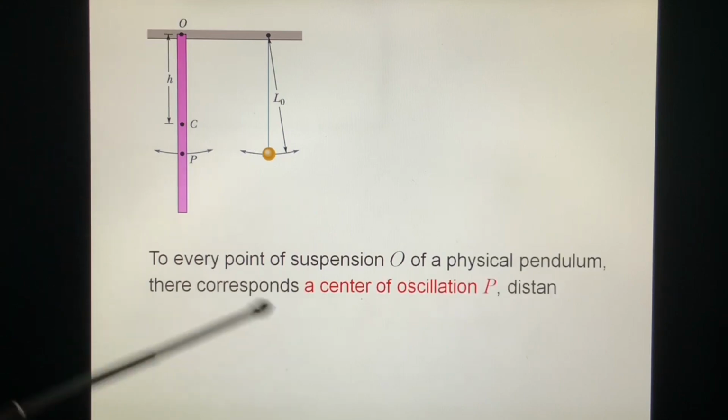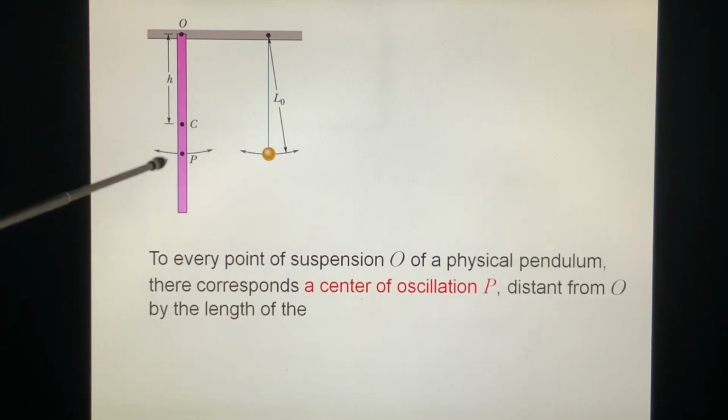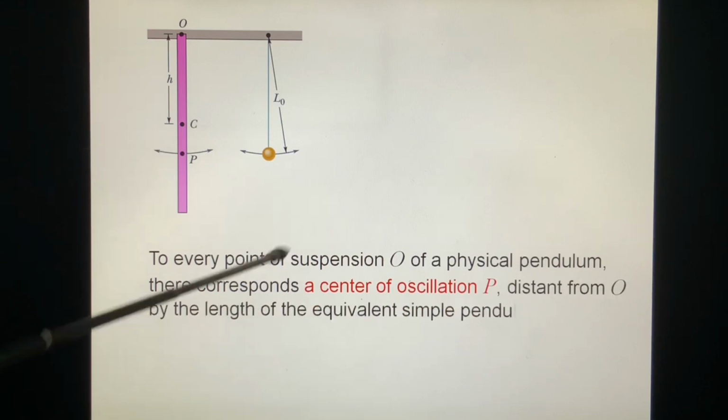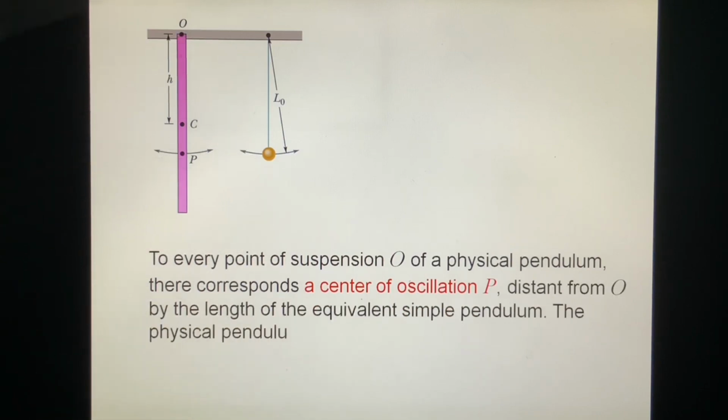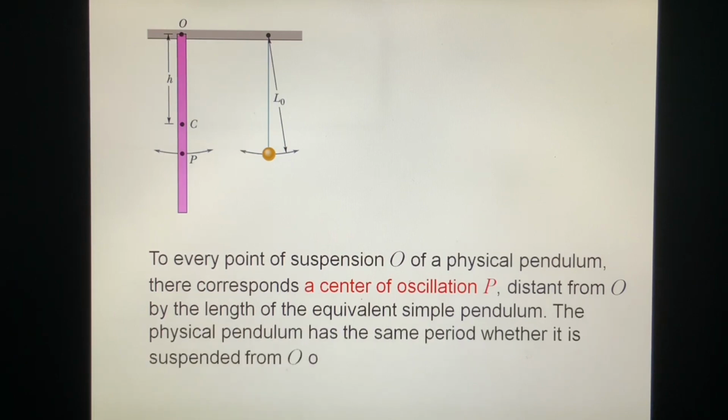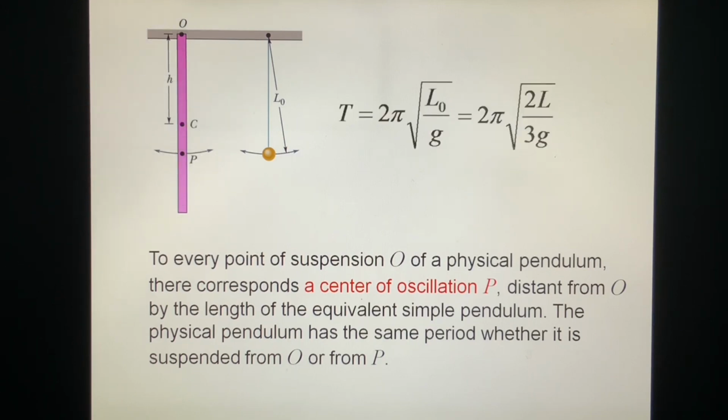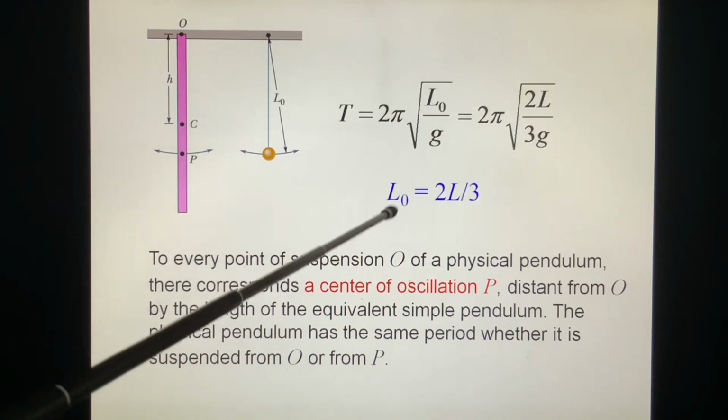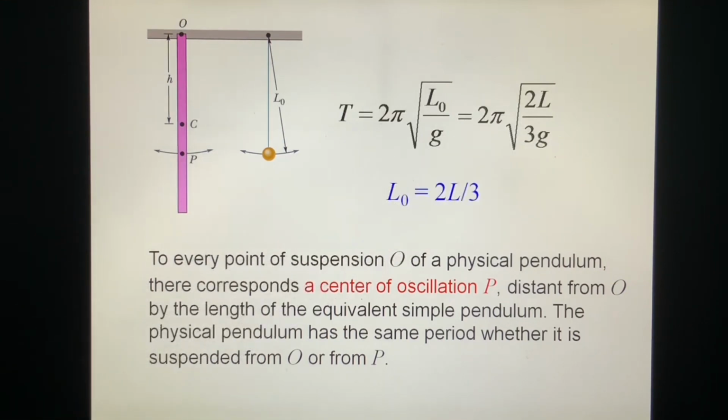To every point of suspension O of a physical pendulum, there corresponds a center of oscillation P. Its distance from O is the length of an equivalent simple pendulum. The physical pendulum has the same period whether it is suspended from O or from P. We have seen this now in the clip. For this case, it is 2/3 of the length. Okay. 2/3 of the length. So the equivalent length is 2/3 of this.